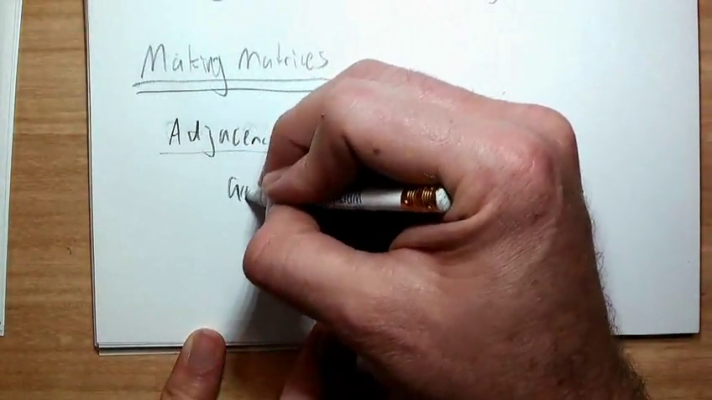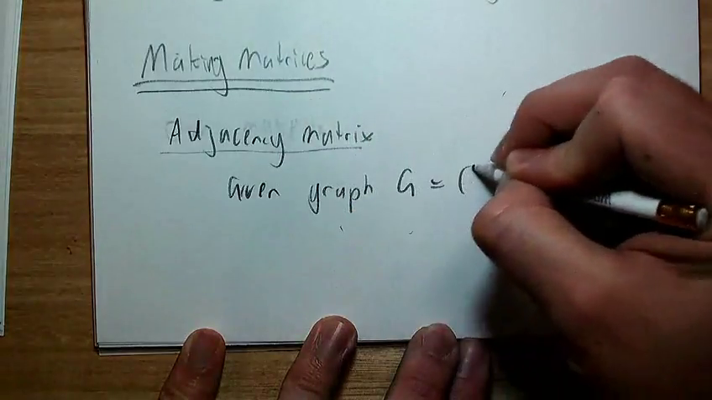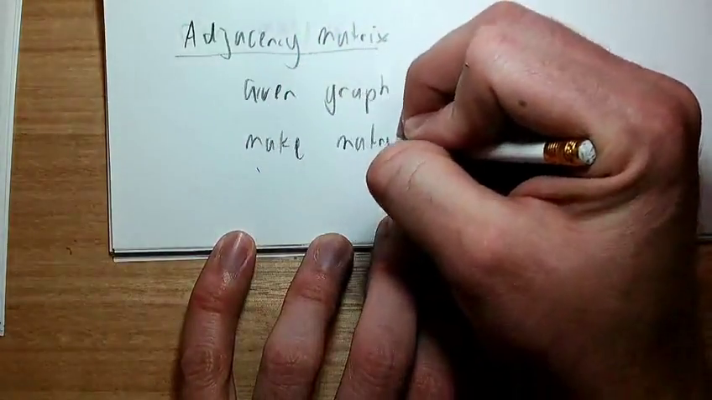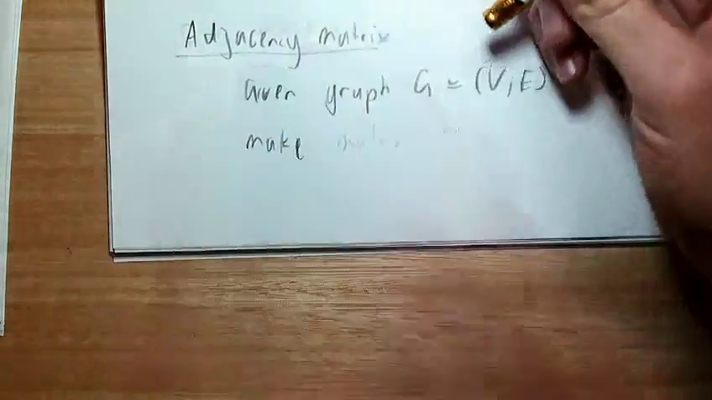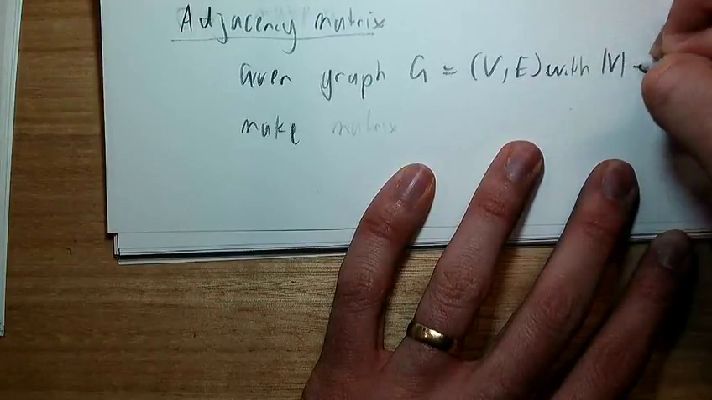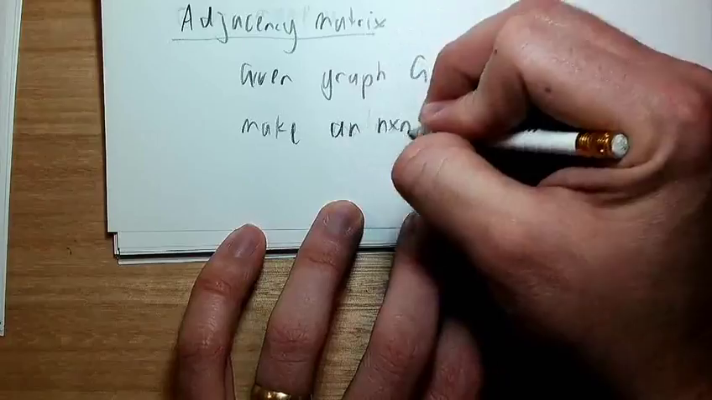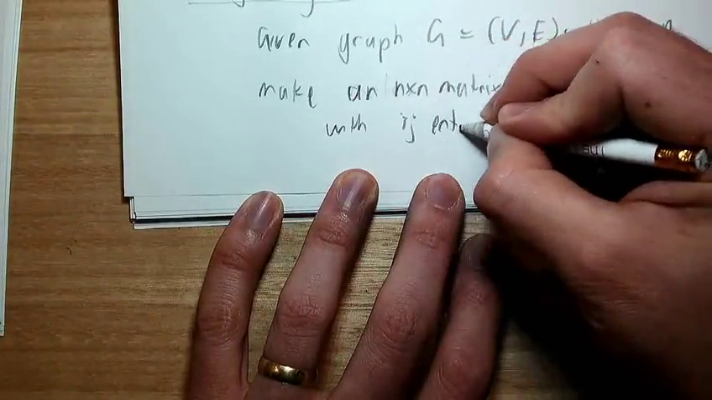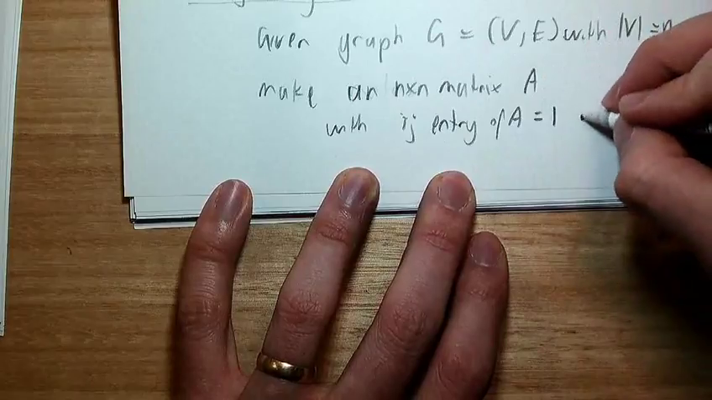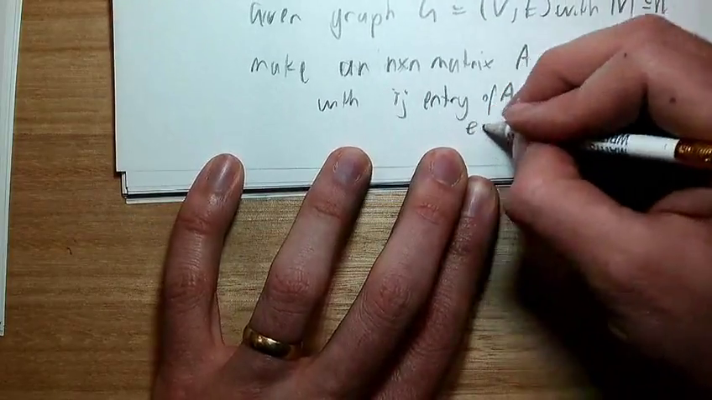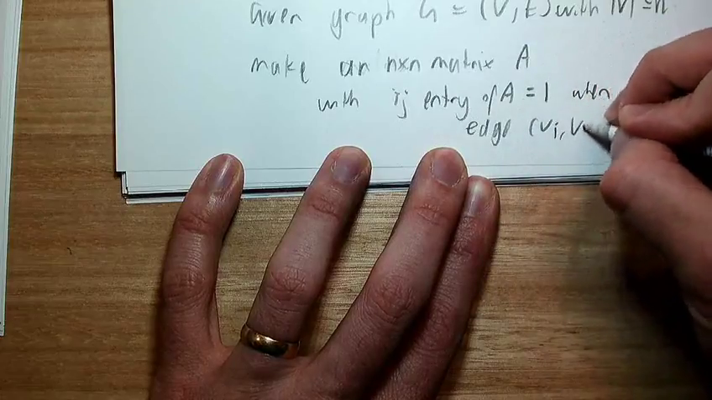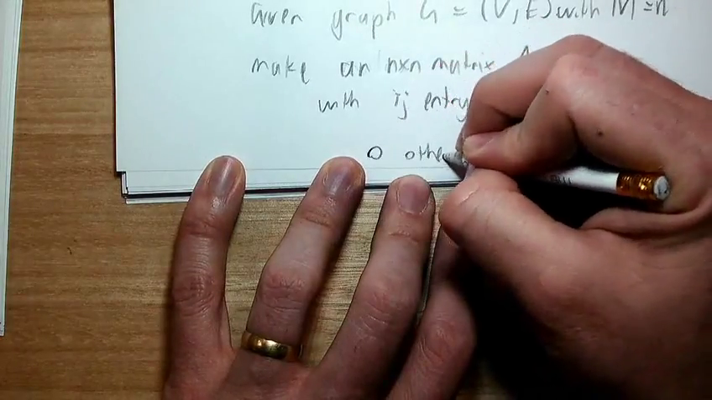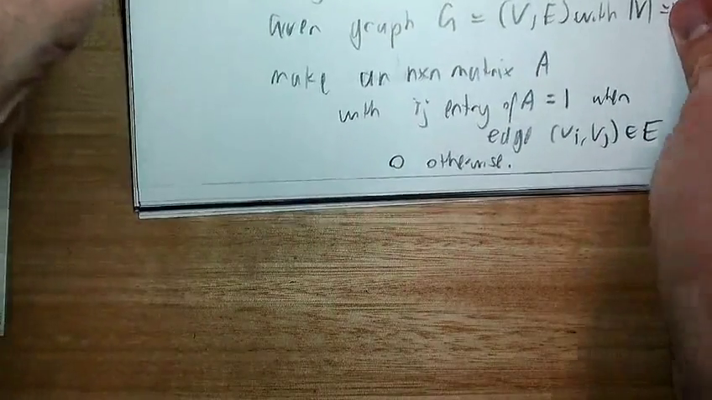So given a graph G, which is (V, E), with V, the size of V, equals n, make an n by n matrix A with the ij entry of A equal to 1 when the edge (Vi, Vj) is in the edges and 0 otherwise. That is the adjacency matrix.